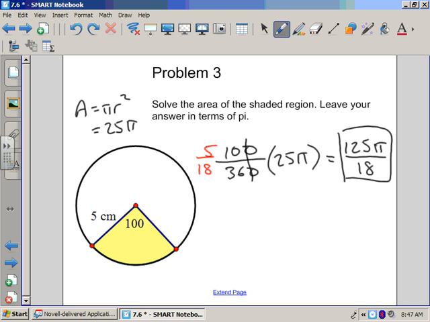I asked you to leave your answer in terms of pi. I don't really like decimals. That's the answer I would look for on a test.